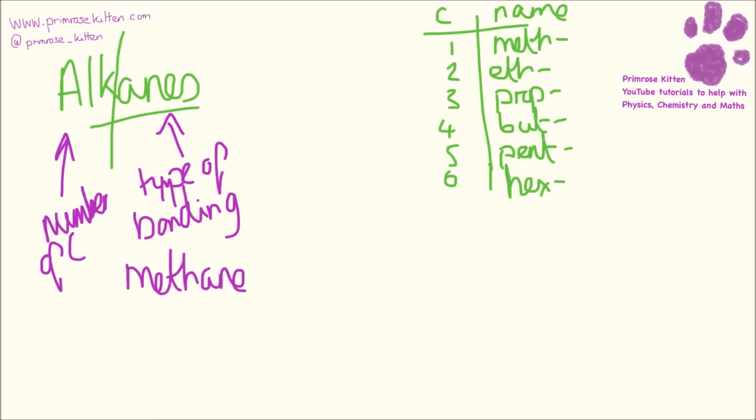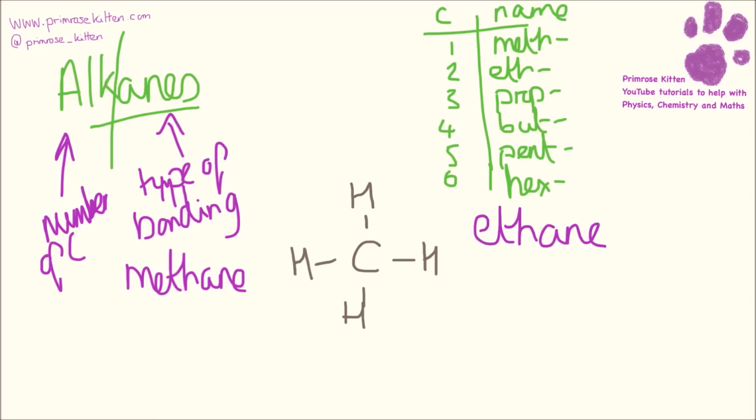Now, when we are drawing hydrocarbons, carbon makes four bonds and hydrogen only makes one bond. So here we have methane. If we were then going to move on to draw ethane, that has two carbons, you draw carbon, carbon, each carbon has to make four bonds. Hydrogen, use that to fill in all the gaps, that can only make one bond, and so on all the way up to hexane.